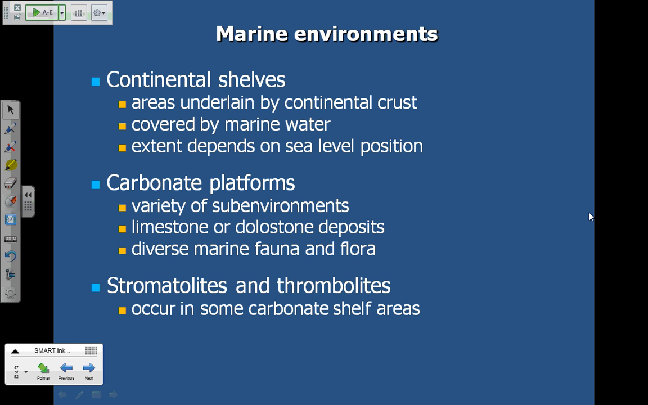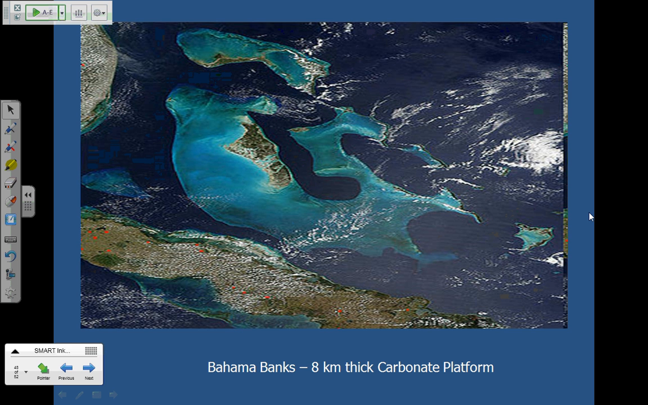Stromatolites and thrombolites. We already talked about stromatolites. Thrombolites are very similar, but they occur in a mound kind of shape. Okay, here's our Bahamas banks, 8 kilometers thick. That's a pretty thick chunk of carbonate there.